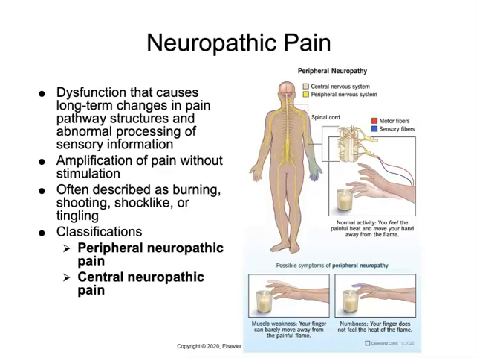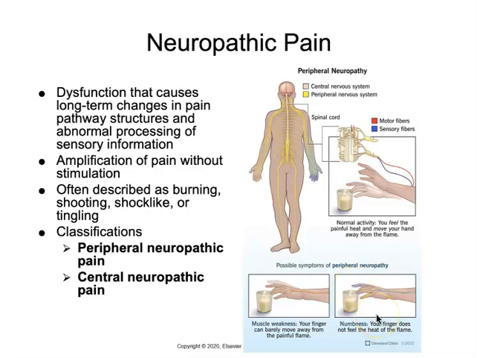So in the example on the right-hand side here, we see peripheral neuropathy, and this is going to be when we don't see that proper functioning of pulling your hand away from the candle. So it could be due to muscle weakness where we're unable to pull the finger fast enough away from the flame, and here we have numbness, so we don't even feel the pain of the heat.